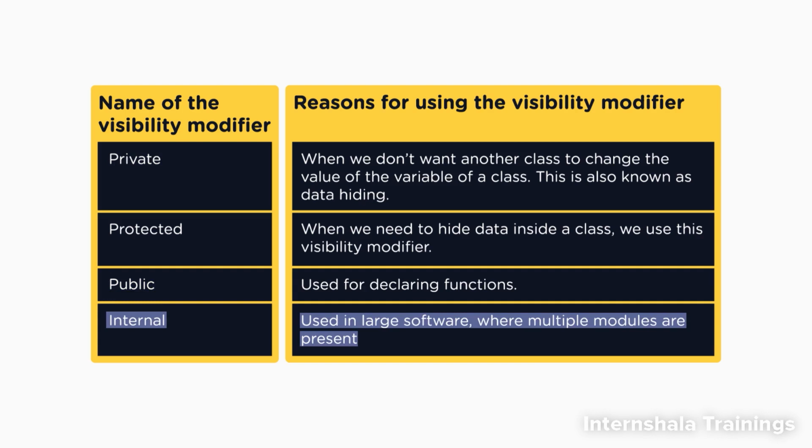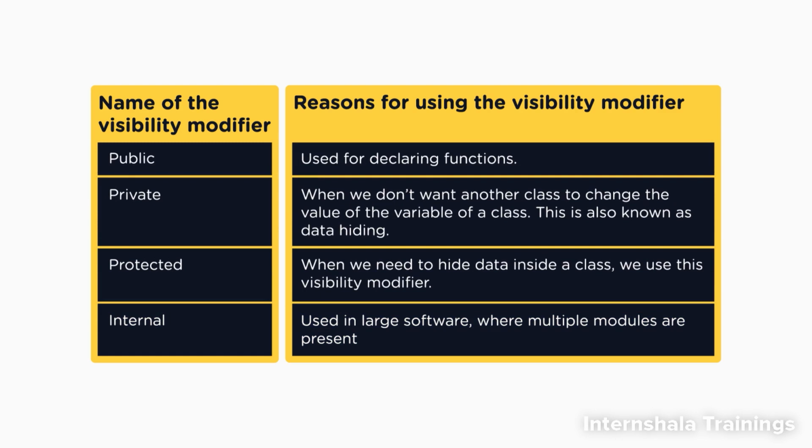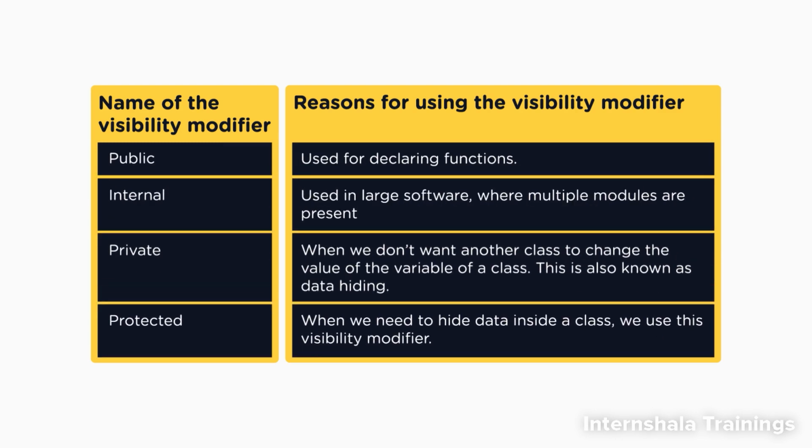Now, the modifier internal is mostly used in large software where multiple modules are present. So in general, the public modifier has maximum visibility. Then comes the internal modifier, then private, and then finally the protected modifier. So that was about the visibility modifiers.